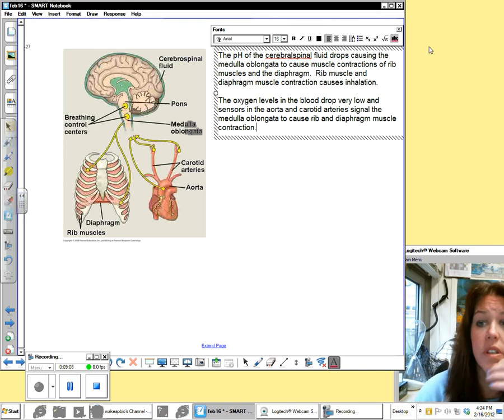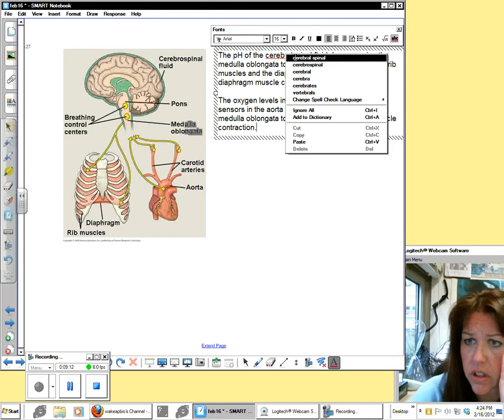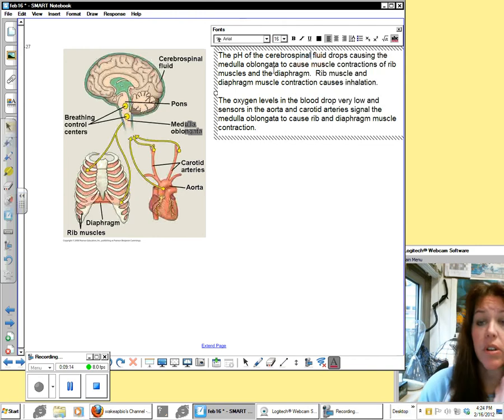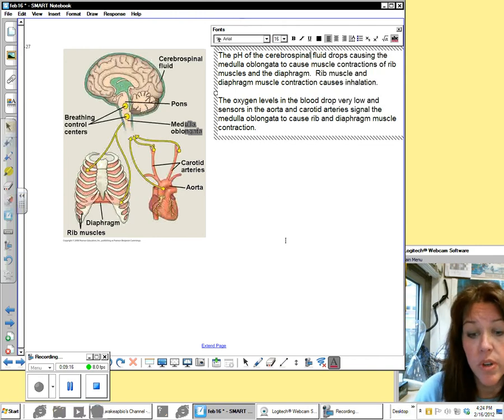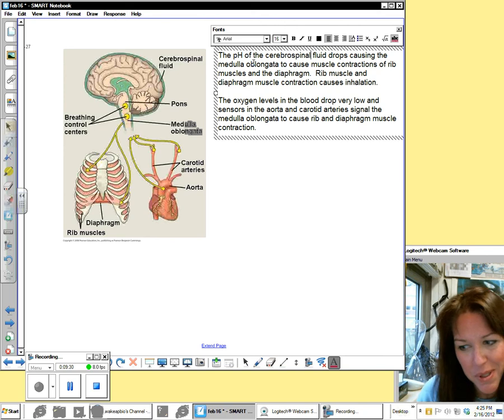So what you want to do, if this is cerebral, that should be fine. Cerebral spinal, oh, I spelled it wrong. So I want you to use this as your tree and add in a bunch of leaves. There's all kinds of leaves you could put in here. What could possibly cause the pH to drop? Why does the pH drop in response to CO2? That's another good thing to include in there.